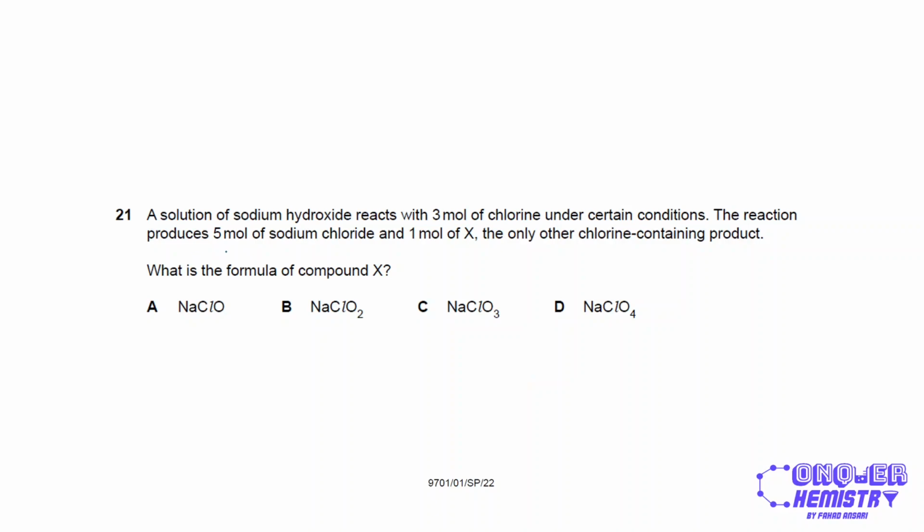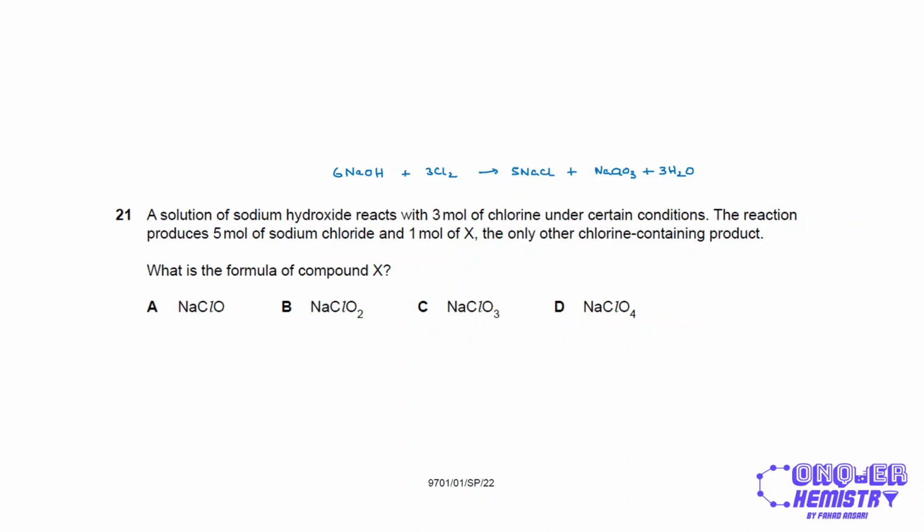So a solution of sodium hydroxide reacts with 3 moles of chlorine under certain conditions. The reaction produces 5 moles of sodium chloride. So if I react sodium hydroxide with 3 moles of chlorine, this is going to give me 5 moles of sodium chloride and 1 mole of X, the only other chlorine containing product, right? So this other chlorine containing product actually will be NaClO3, right? And the final product is H2O. We have 6 NaOH, right? And we're going to have 3 H2O over here, right?